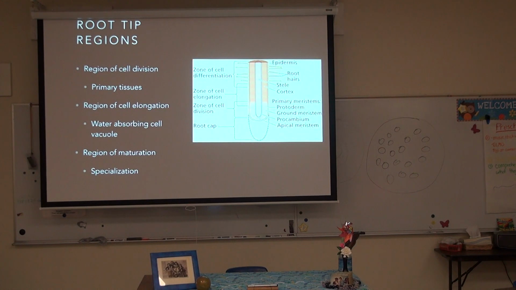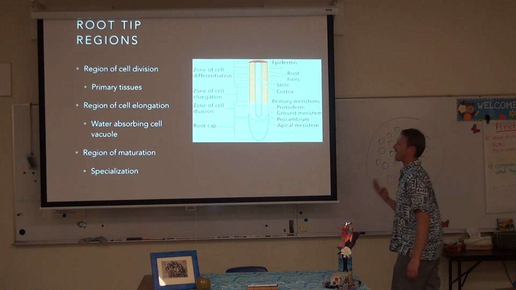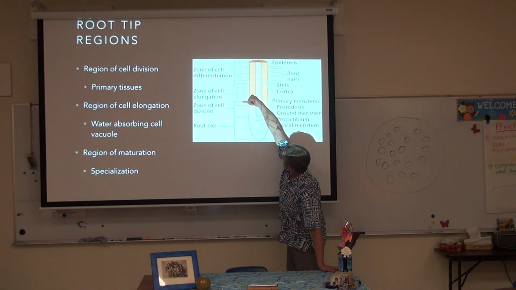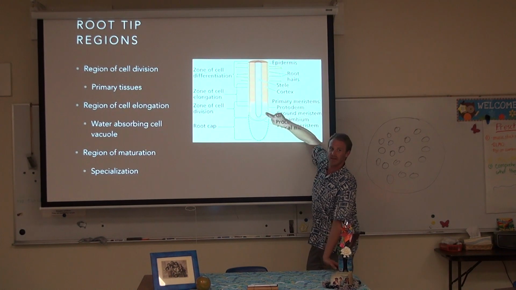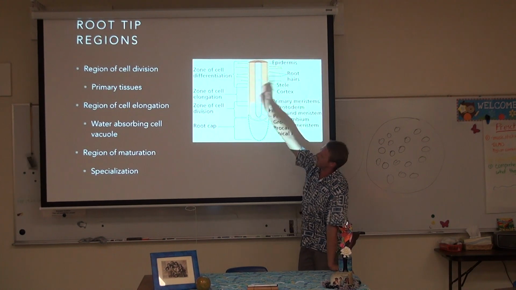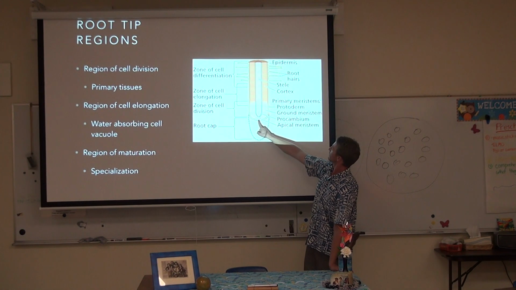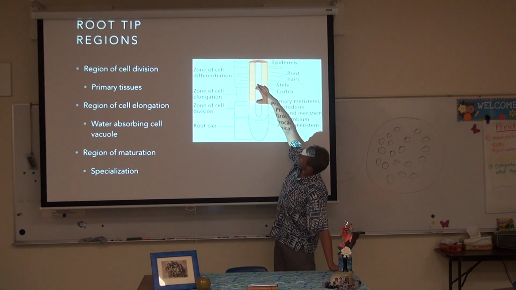Root tip regions. Well, let's look at the root tip specifically. You have three regions. You have the region of cell division, you have a region of cell elongation, and a region of maturation. So let's look at cell division. Right here, we have a root cap. Remember I said it's a hard little thing at the end? And then just beyond that, you have that zone of division. This is going to be the apical meristem. Right here, see? Apical meristem. Cell division. And then you have area of cell elongation.